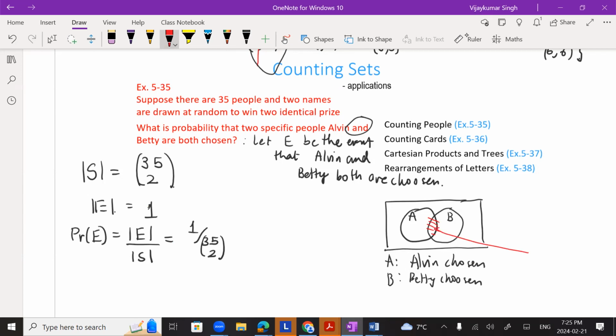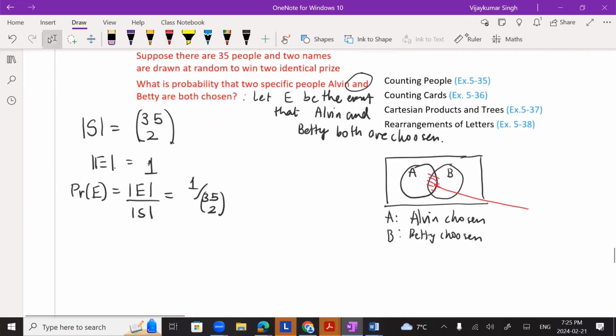Does it make sense to you? Yeah. So that is the idea behind it. All right, so now the question could be different. What is the probability? I can change the question now. Let's just have a variation of this.